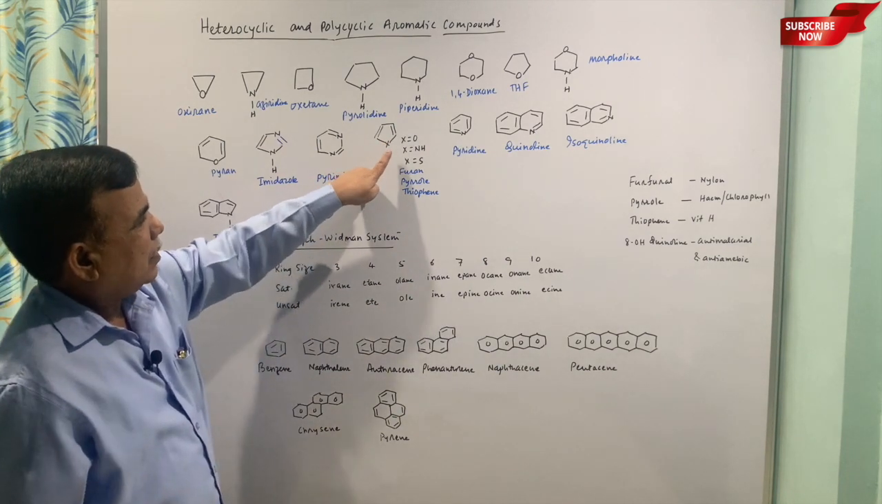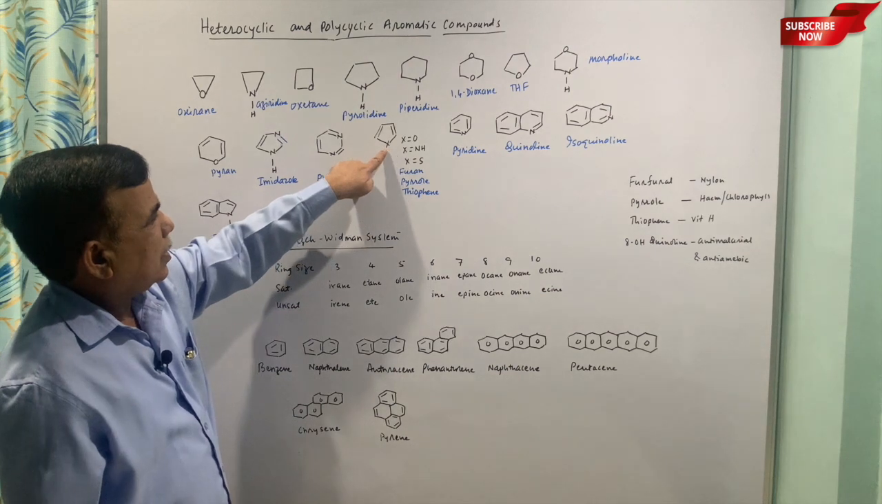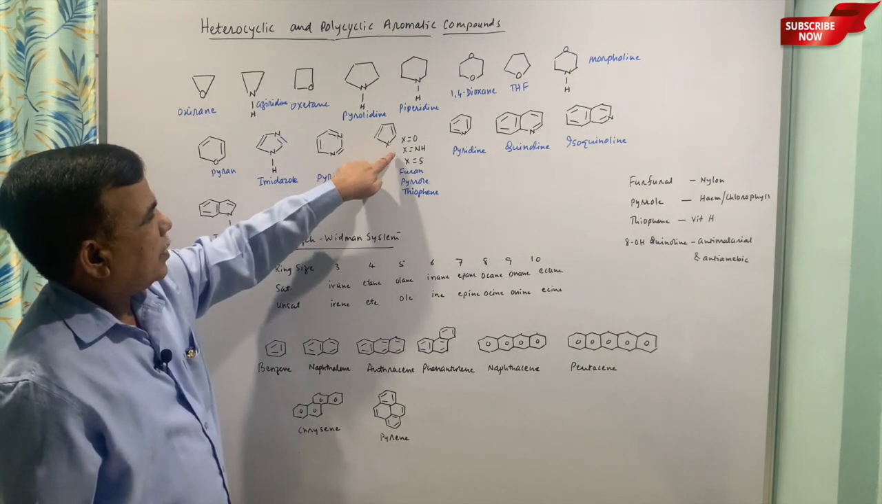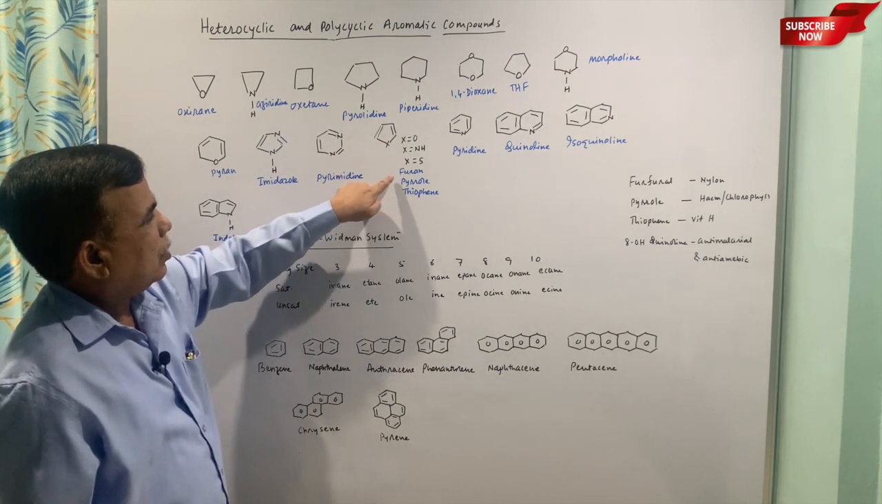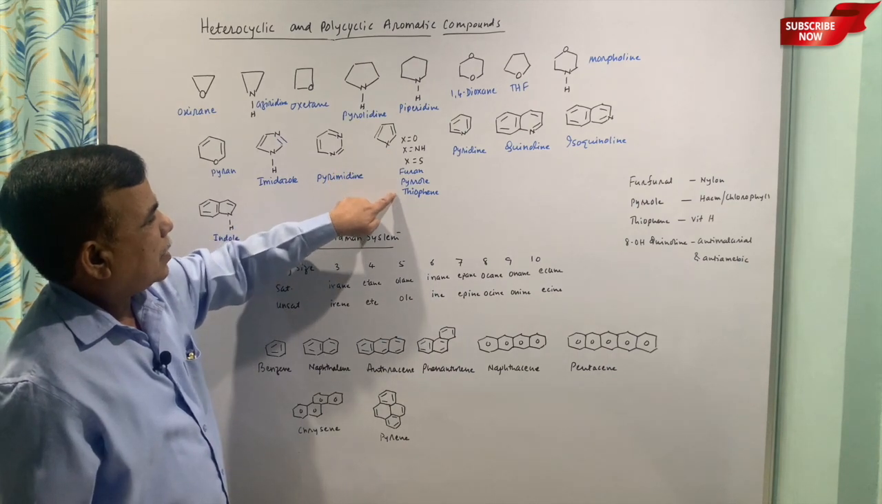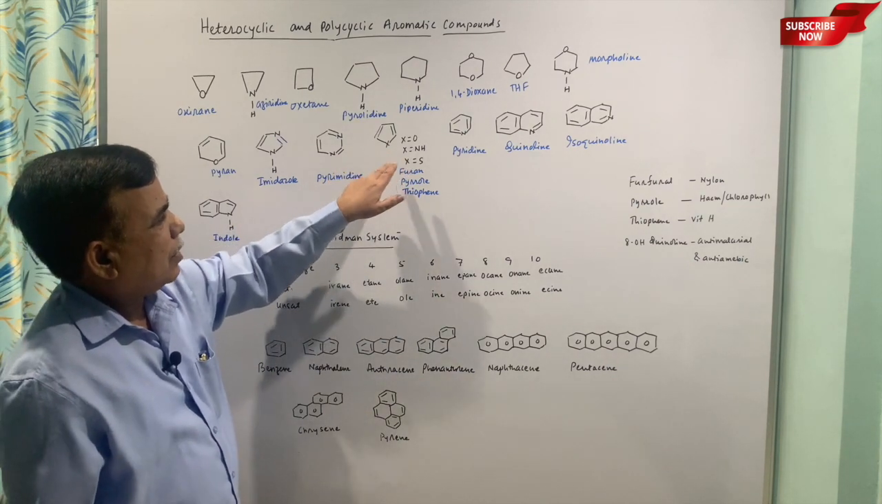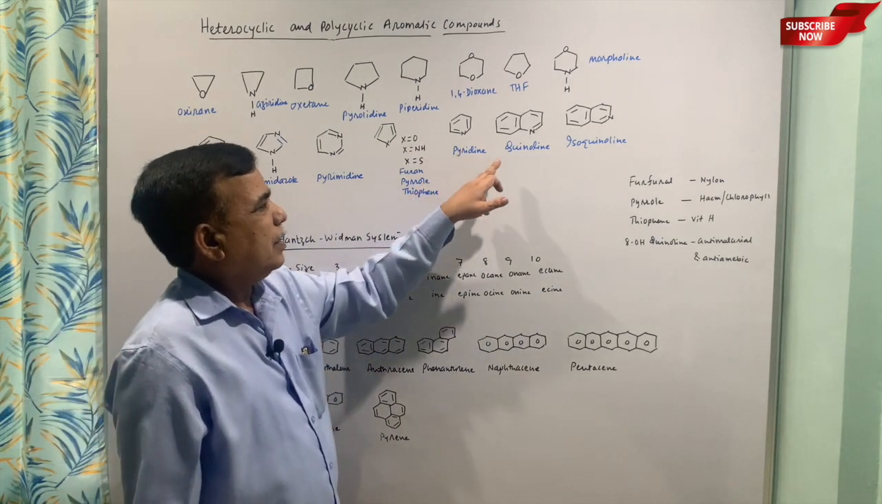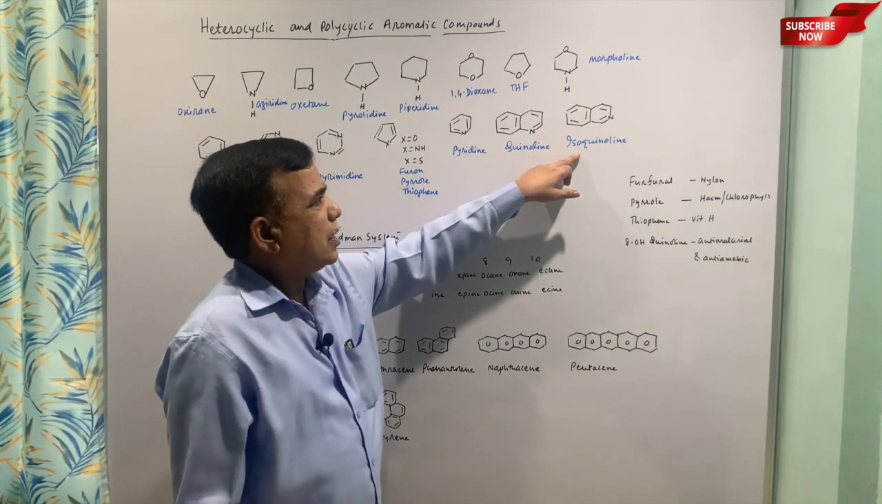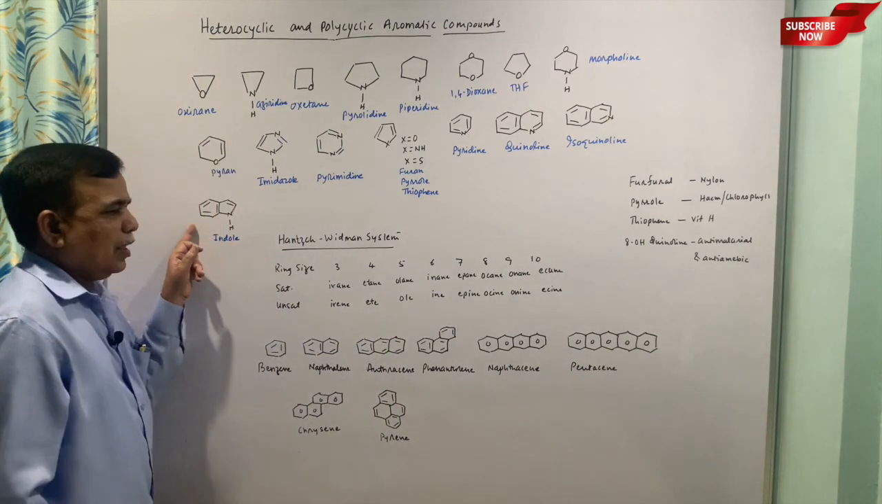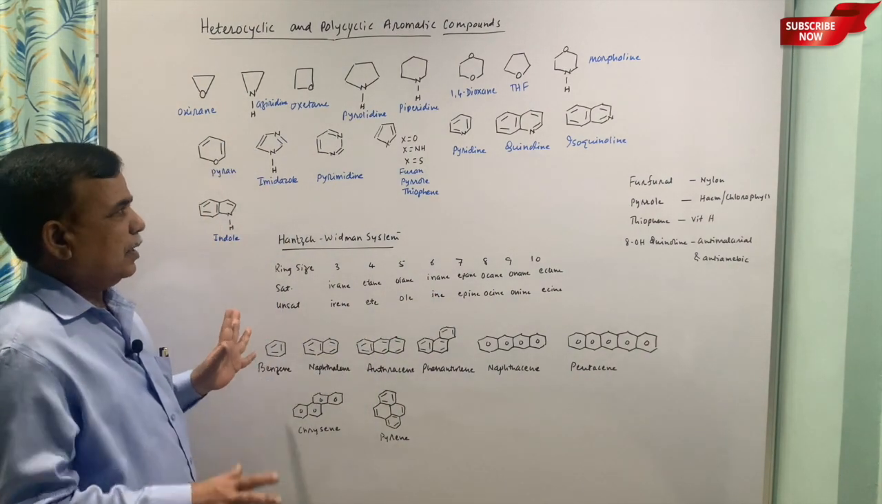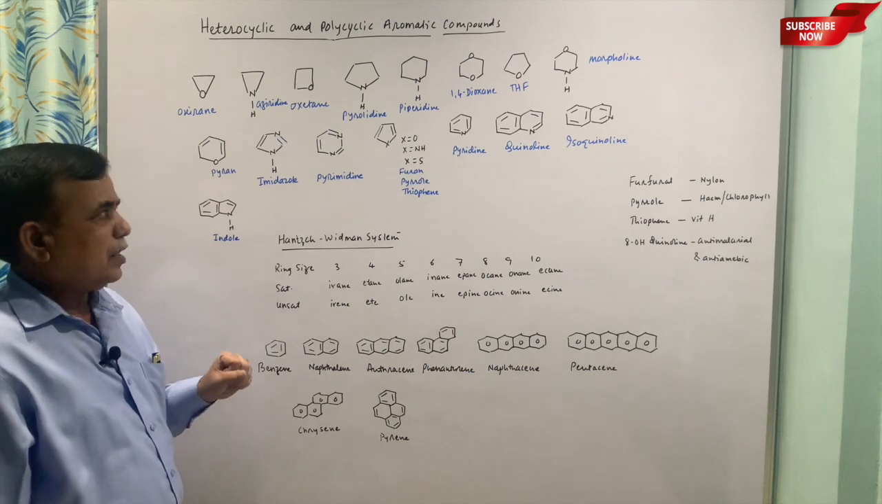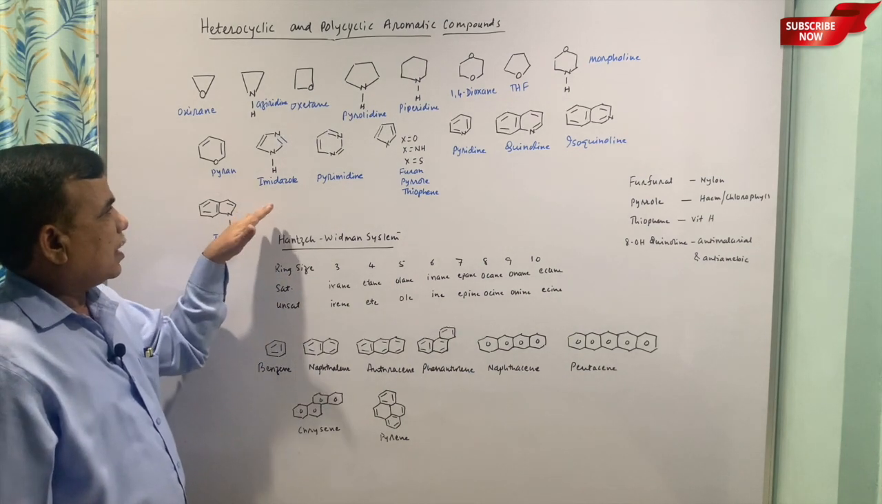Then if X is oxygen, that is furan, X is equal to NH, that is pyrrole, and X is equal to S, that is thiophene. These are common names, but generally these are used. Then 6-membered ring, pyridine, quinoline, isoquinoline, indole, and there are so many, but that may not be the part of your TYBSc syllabus. So, let us restrict ourselves to these.